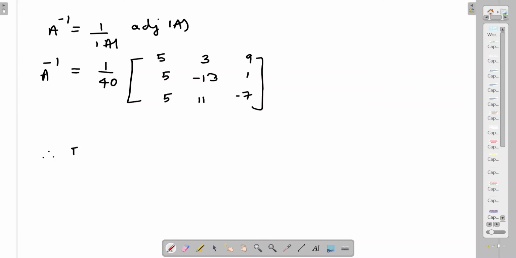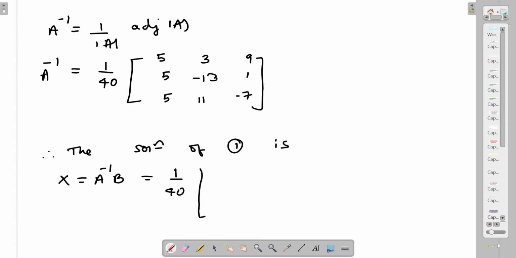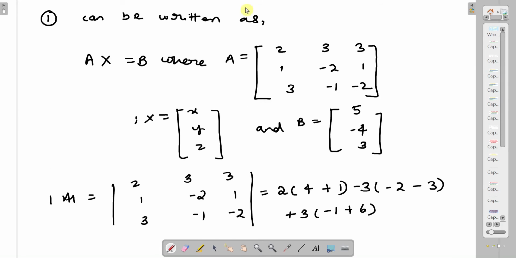Now therefore the solution of system 1 is capital X is equal to A inverse B. Okay, that is 1 by 40. A inverse is 1 by 40, 5, 3, 9, 5, minus 13, 1, 5, 11, minus 7, times capital B, which is 5, minus 4, 3.